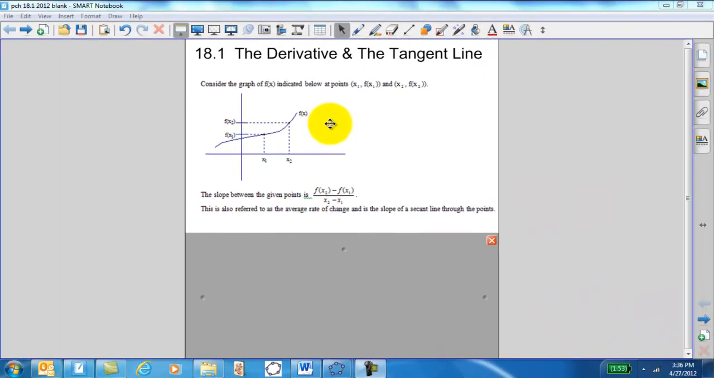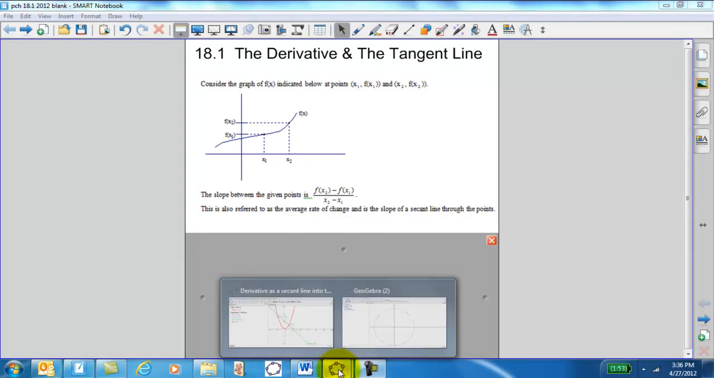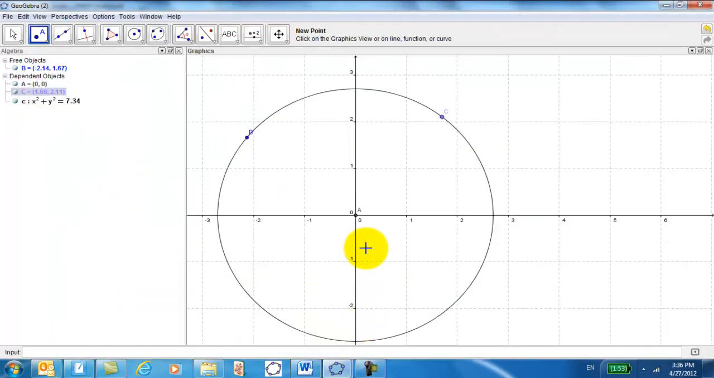Hello pre-calculus students, here with our first section on the derivative and the derivative of the tangent line. Before we get into some of the notation and so forth, let's just take a little stroll down memory lane and remember how you talked about tangent lines before.